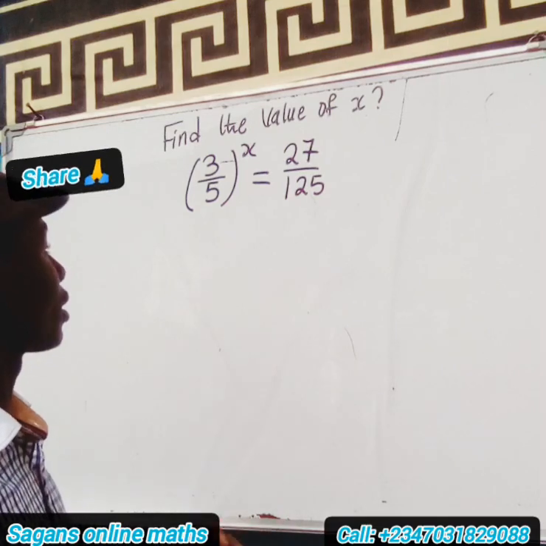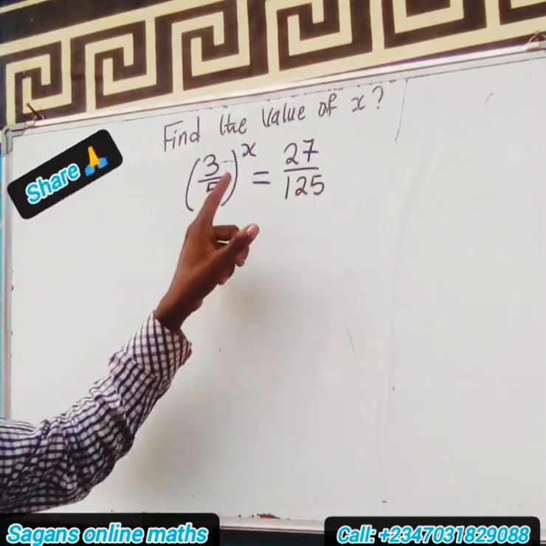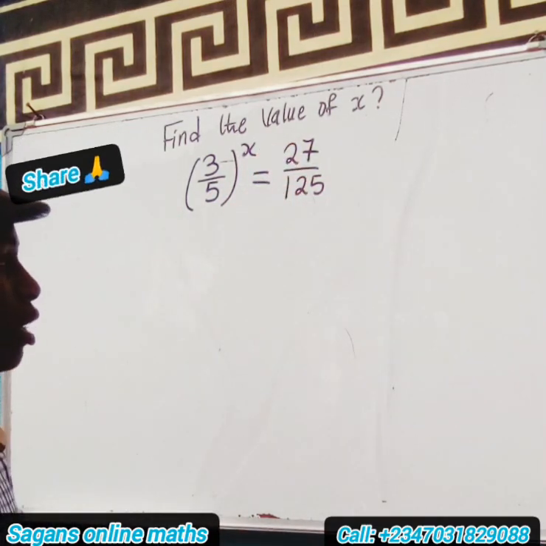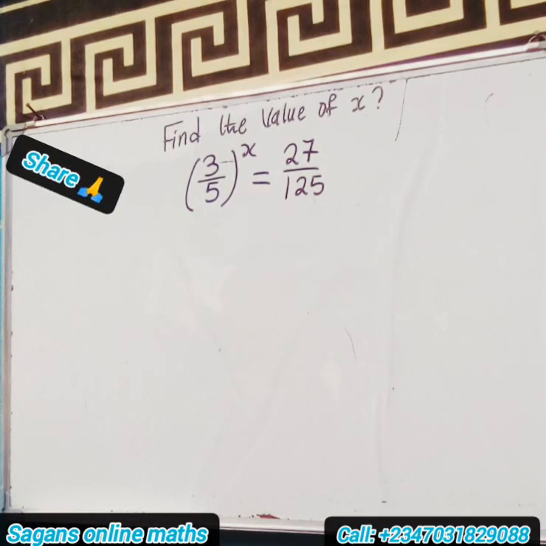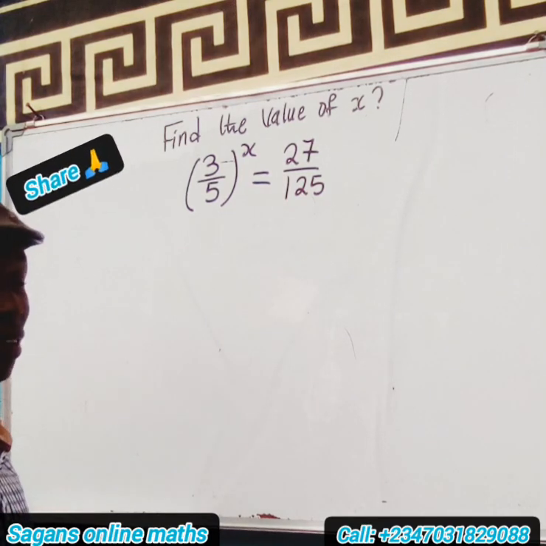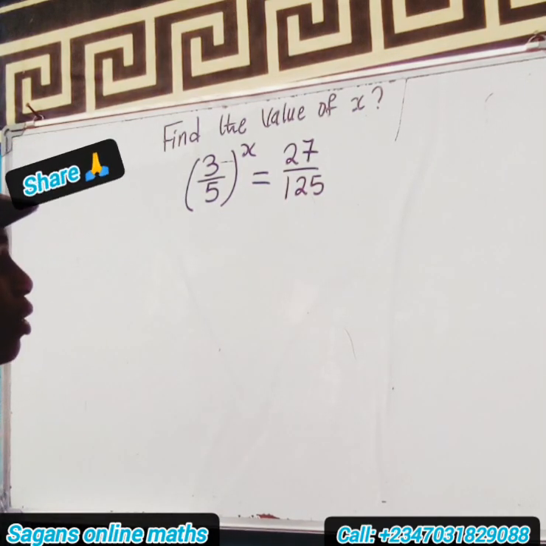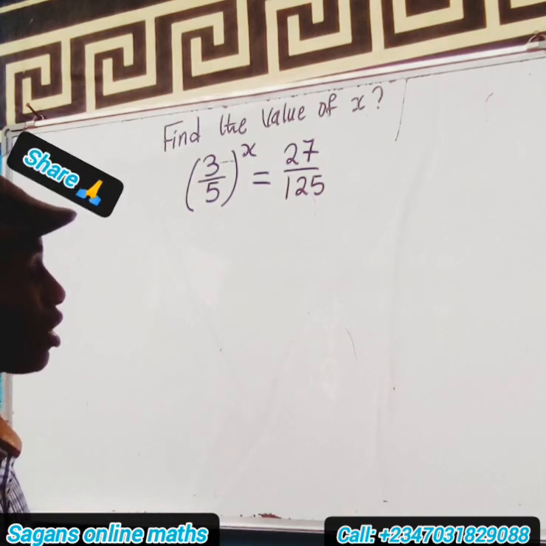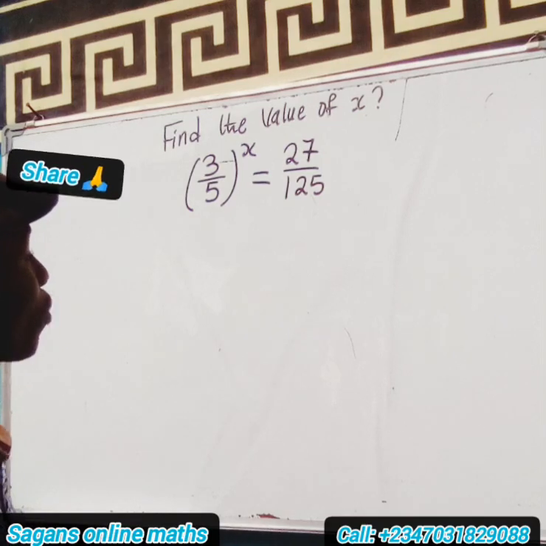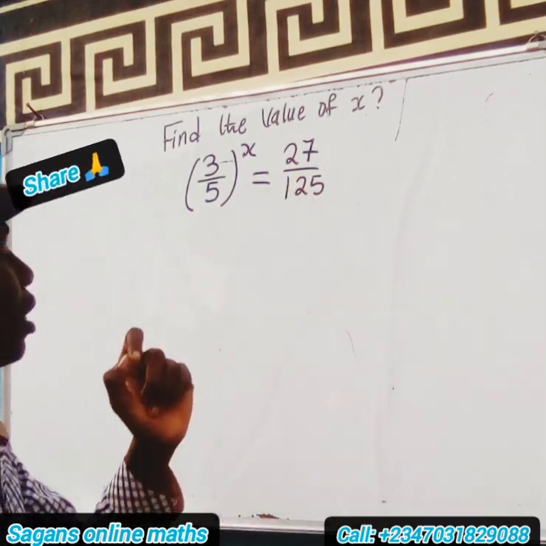Let's consider this question on the board. We are given that (3/5)^x = 27/125. We are asked to find the value of x. If you come across a question like this, it's very simple. So we have 27 divided by 125.